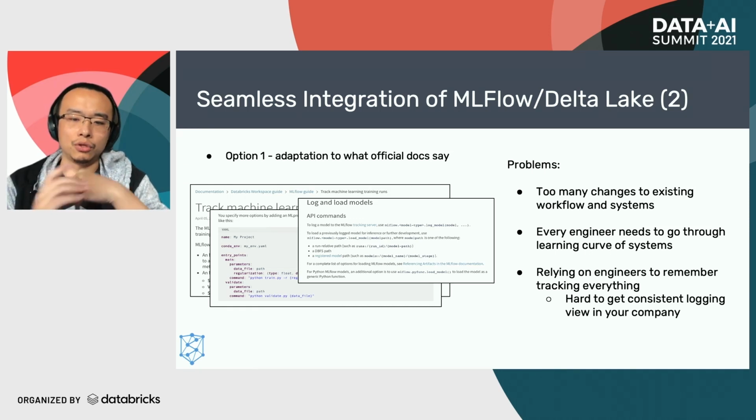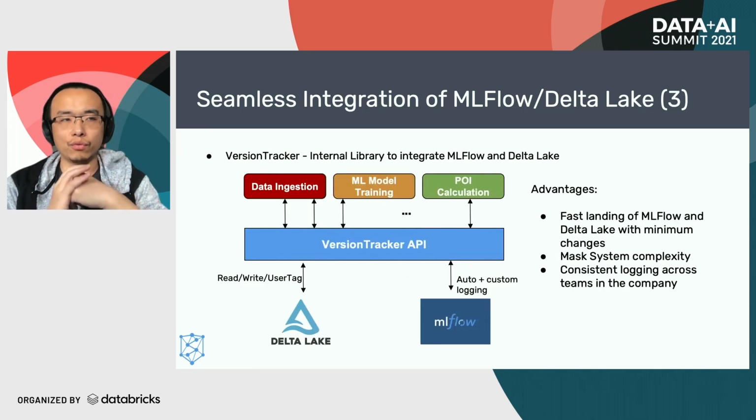So to resolve this problem, in SafeGraph, we developed a version tracker. It's our internal library to integrate MLflow and data lake. We have different types of Spark applications. All of them are calling the version tracker API. Engineers maintaining these applications or developing new applications don't even need to know what data lake and MLflow are, because the reading, writing and all the logging are implemented within the API.